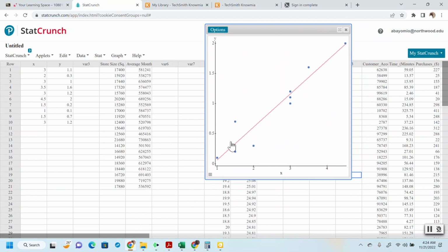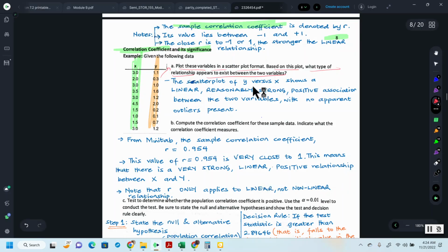So what do we see from here? Well, let's go back to our notes. The scatter plot of y versus x shows a linear, reasonably strong positive association between the two variables with no apparent outliers. Please note, I talked about the form, I talked about the strength, I talked about the direction, and I also mentioned whether you have outliers or not. This should remind you of the details we discussed in the earlier video.